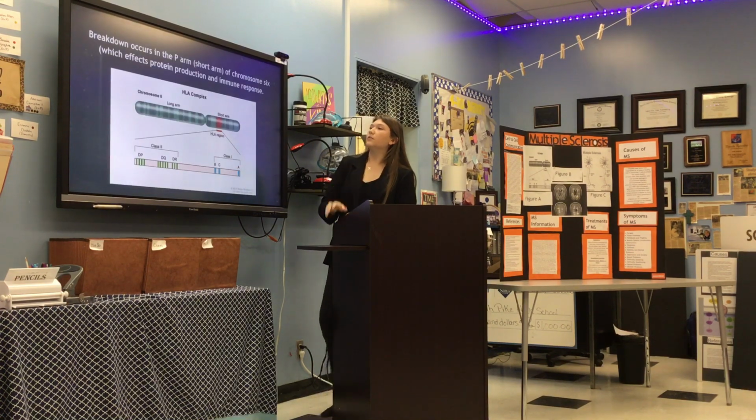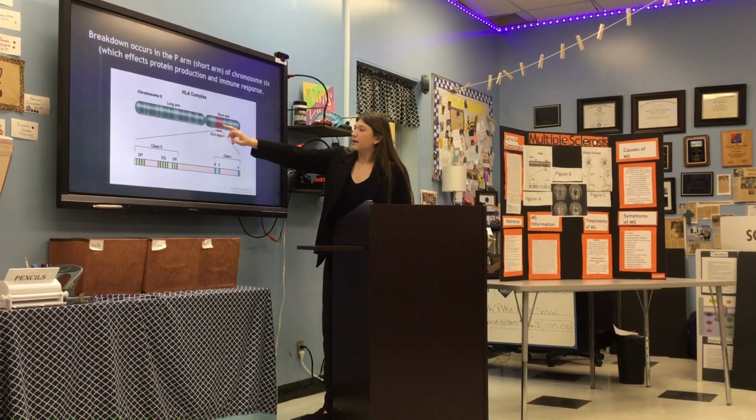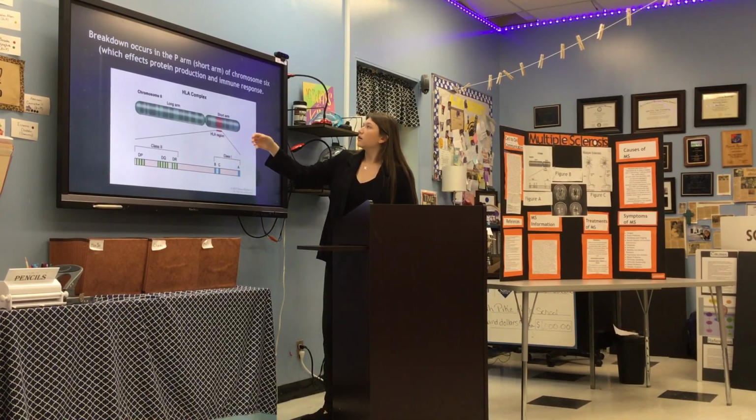Okay. And then the breakdown occurs in the P arm, which is the short arm of chromosome 6. If you want to get more in depth with it, it's 6p21. And chromosome 6 affects protein production and immune response. Here you can see this is the short arm, and this red area is where the mutation has occurred.